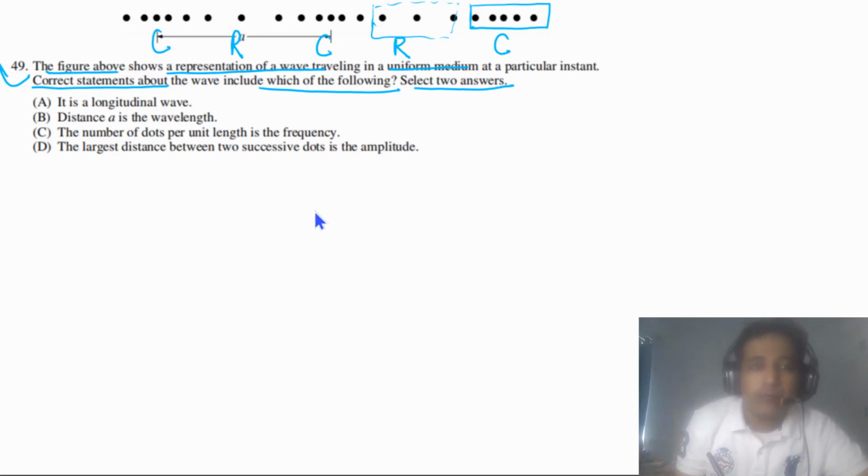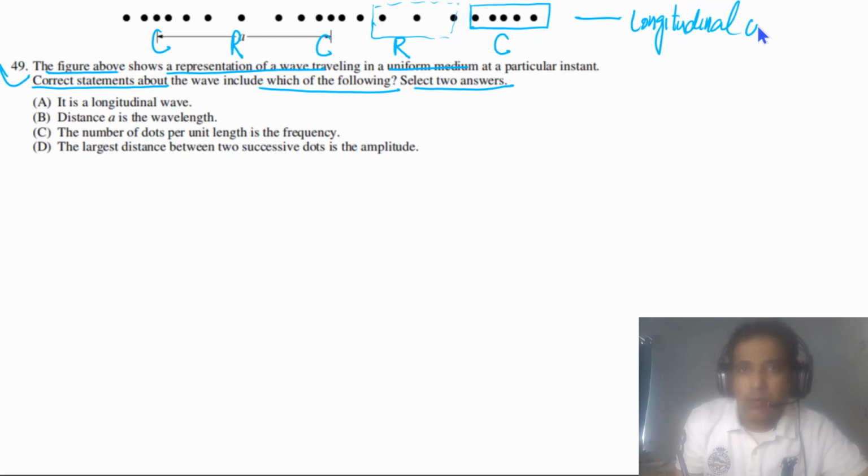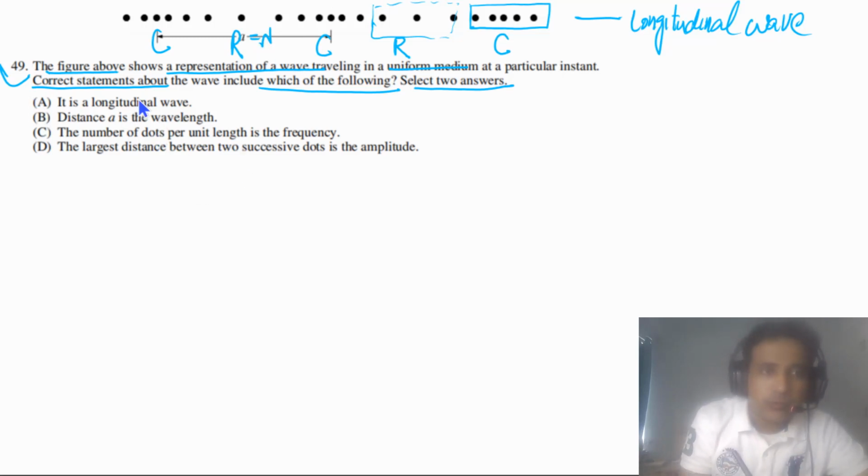A wave which consists of compressions and rarefactions we call a longitudinal wave. So this wave is a longitudinal wave, and the distance between two consecutive compressions or rarefactions is equal to one wavelength. So A is the distance between two consecutive compressions, so A is equal to lambda. Now if you look at the given options, option A says it is a longitudinal wave. Yes, this is correct. Distance A is the wavelength.